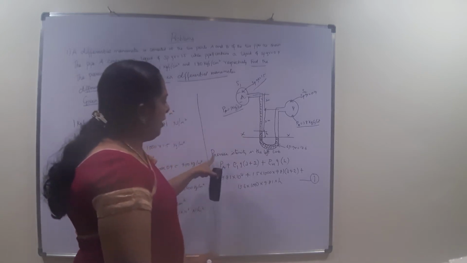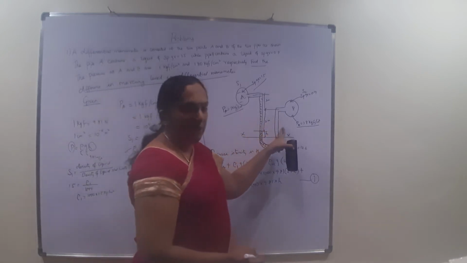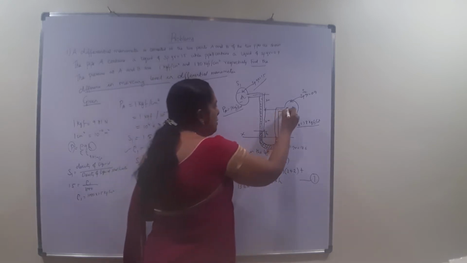Similarly, we have to calculate the pressure intensity in the right limb. In the right limb also we have a fluid.